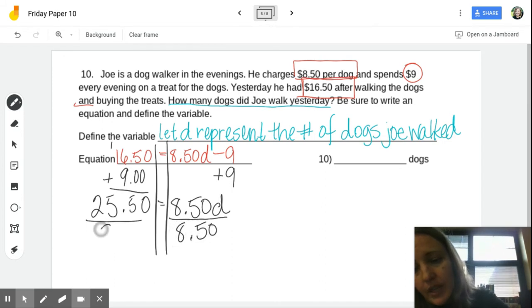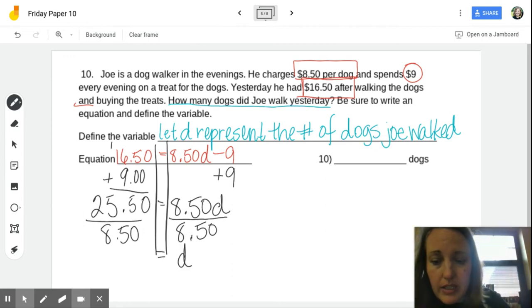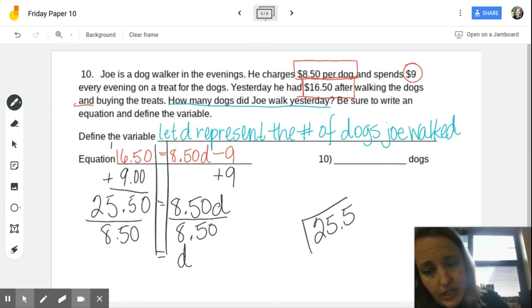8.50, 8.50. So we're going to have 8.50 over 8.50, which is 1 times D. The identity property says that's just D by itself. And I've got to figure out 25.5 divided by 8.5. Let's go ahead and divide.